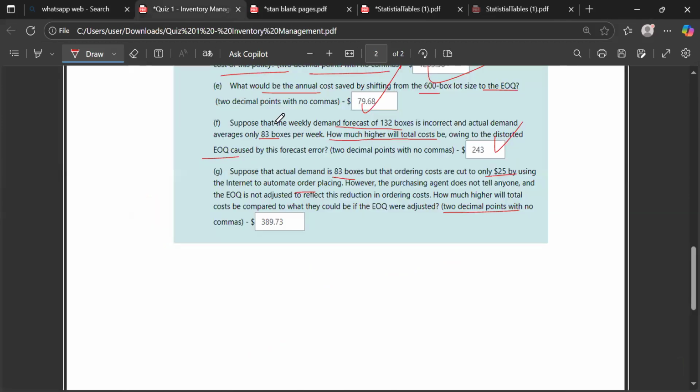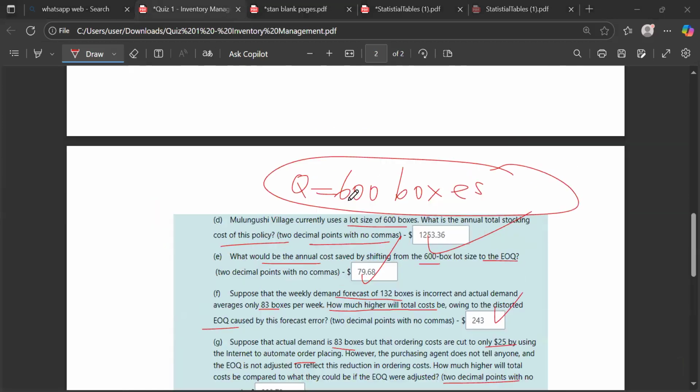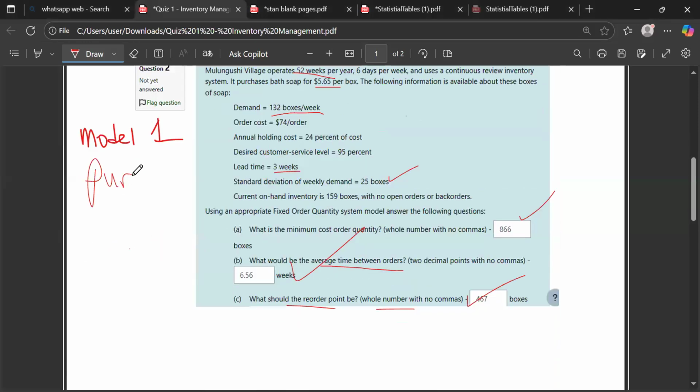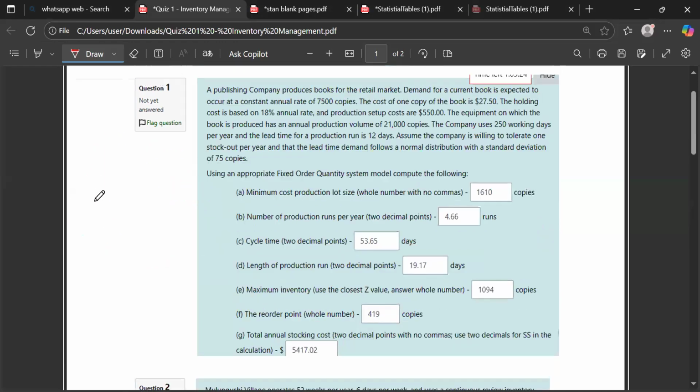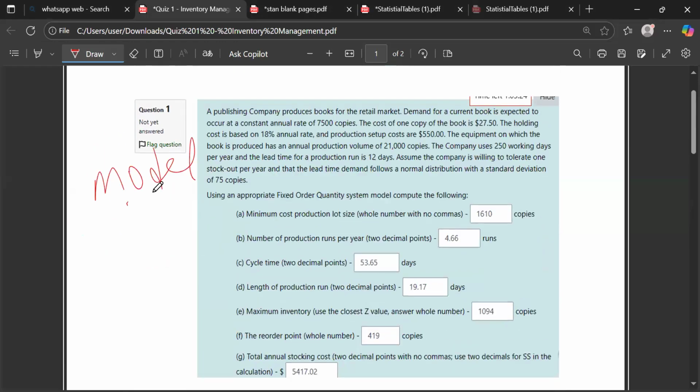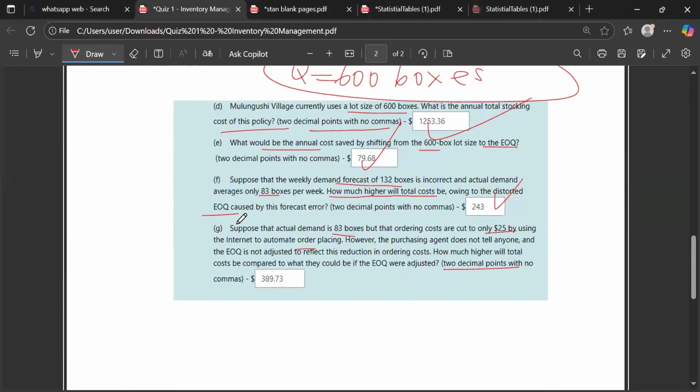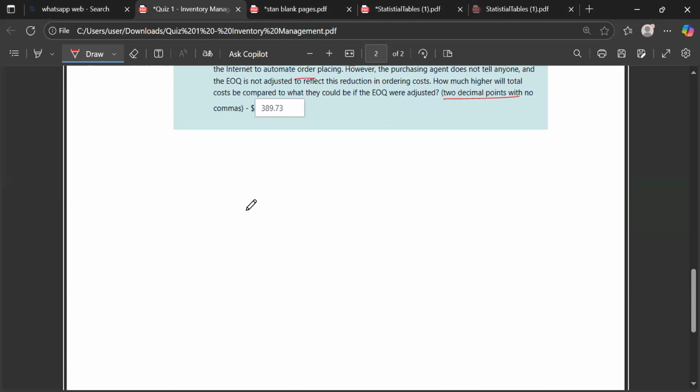So this is where we have looked at model 1, which is the purchasing model. We are on 2 models altogether. The first question was on model 2, which was on production, which we have covered. And this question is on inventory management model 1.